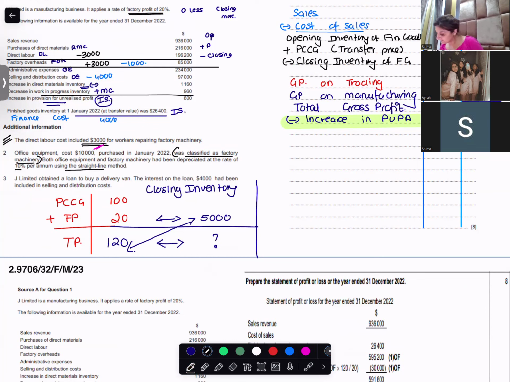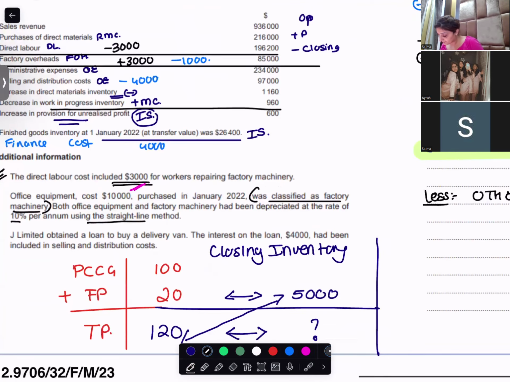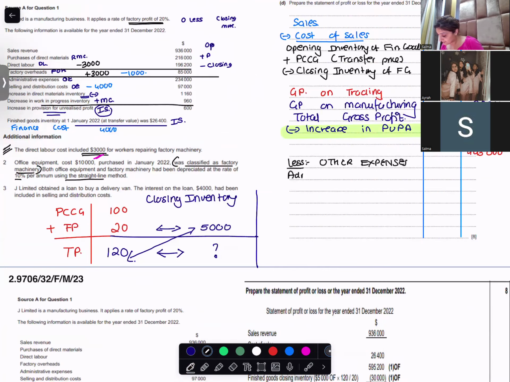Now there is no other income, so you will subtract the other expenses. What are your other expenses? First is administrative expenses. Then there is distribution costs, selling and distribution costs. Then you will get profit from operations. Then you will minus the financial costs after the profit from operations. Then you will get profit for the year.